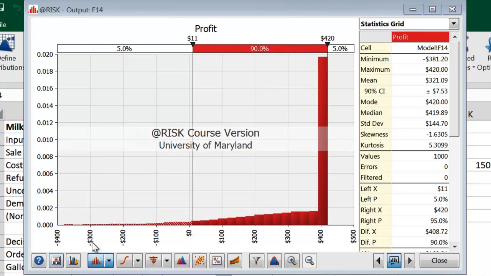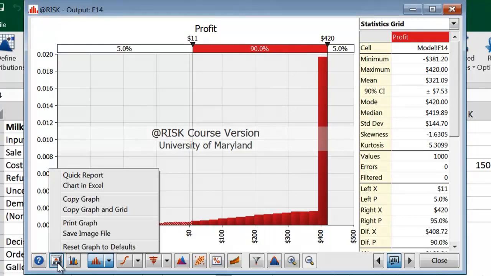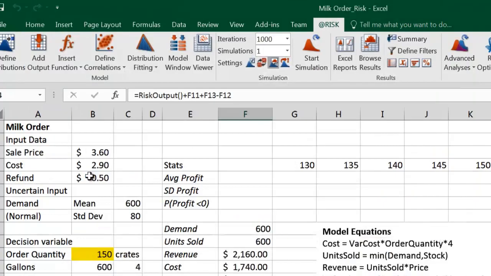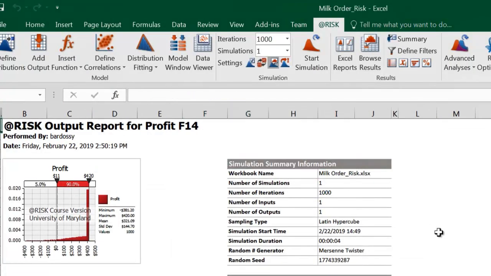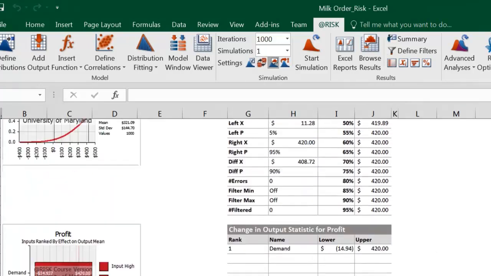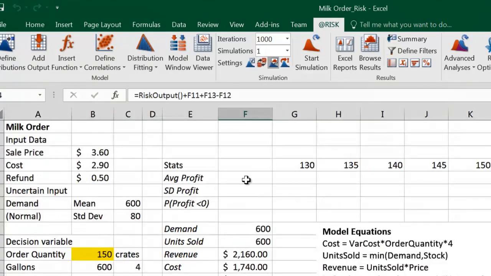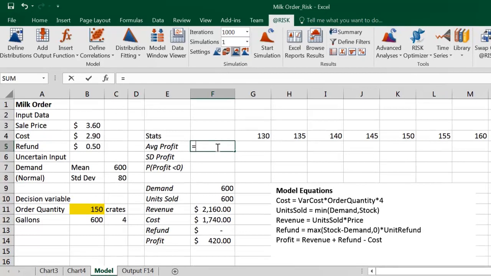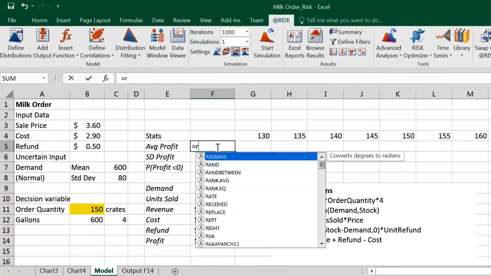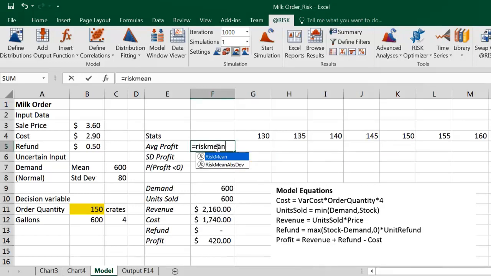I can ask @Risk to give me a report of the results. So if I click here and say quick report, I can get the quick report. It creates another file or another tab that has the information. So if I want to save those results here in my spreadsheet, I can do that using functions from @Risk, like for the average profit, it will be RiskMean, and then I highlight profit.